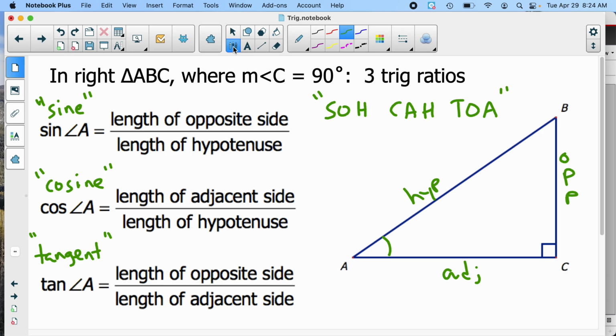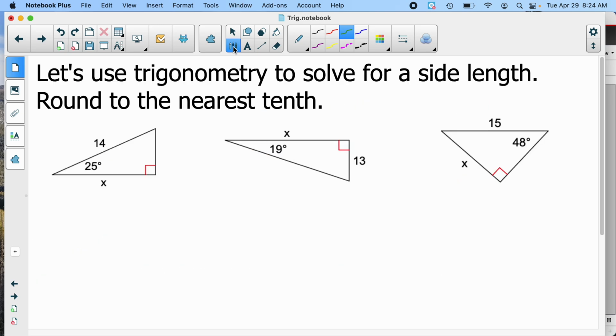Okay, here we go. Here's what the questions are going to look like. We're going to use trigonometry to solve for a side length. So notice in each of these three right triangles, I know a measure of an angle and I know the length of one side of the triangle. And I'm going to be asked to find the other side of the triangle. And when we do, we're going to round our answer to the nearest tenth.